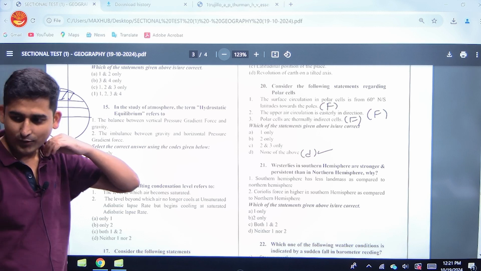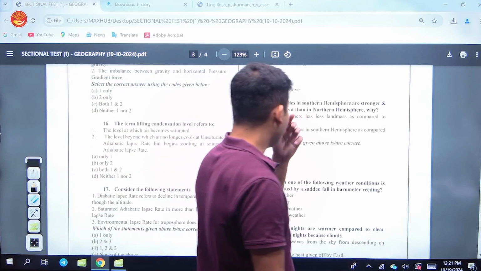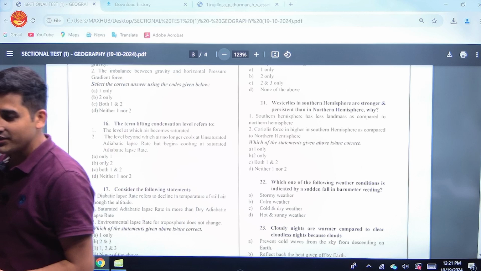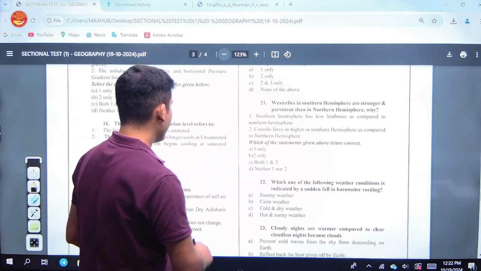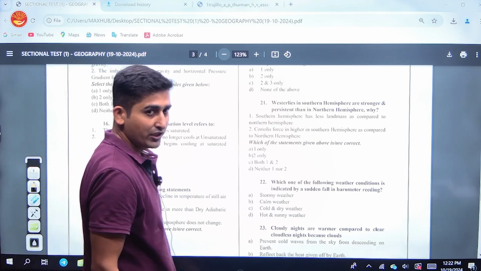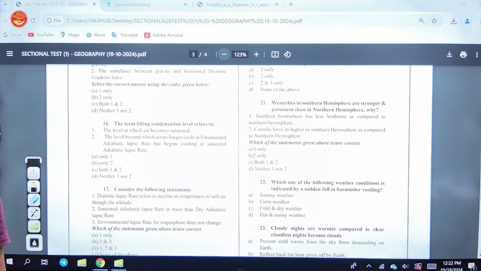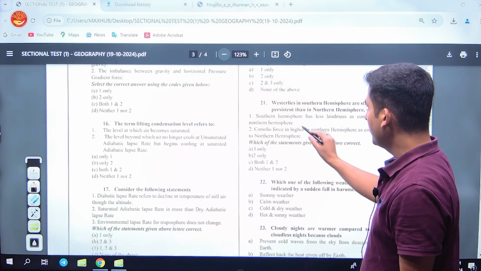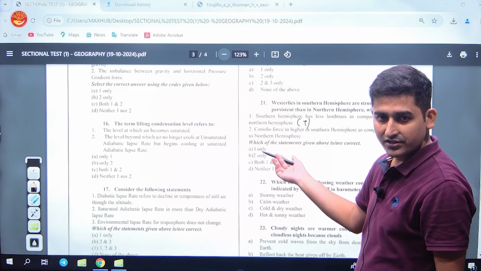Next, you see, westerlies in the southern hemisphere are stronger and persistent than in the northern hemisphere. Why? I told you there are roaring 40s, furious 50s and shrieking 60s. Southern hemisphere has less land mass. What is the reason for that? I have been telling you time and again, the land water differential in the northern hemisphere and the southern hemisphere is responsible for a large number of things, and one of them is that the southern hemisphere has less land mass as compared to the northern hemisphere. This is true. This is the reason.